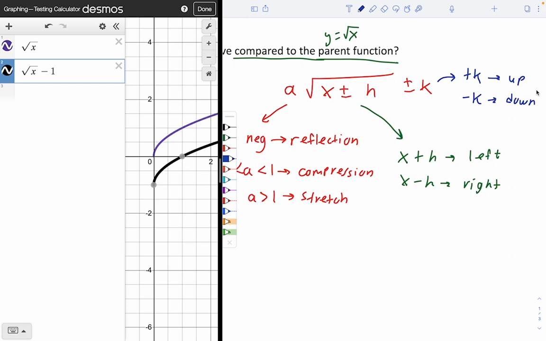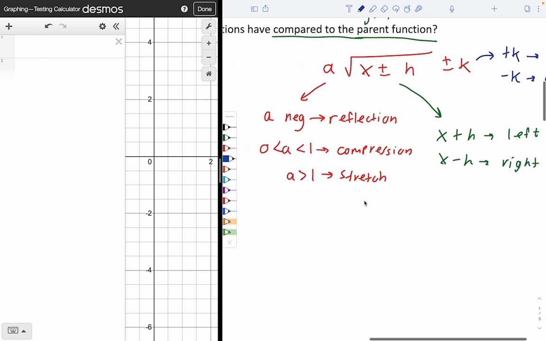These are the rules. If you think you might forget these, what would you do? That's what the note card is for. You just put those on there, and then you don't forget them during the test. If you're worried you'll forget them, that's what I give you a note card for. So those are the transformation rules. Let's do a couple of examples using them.